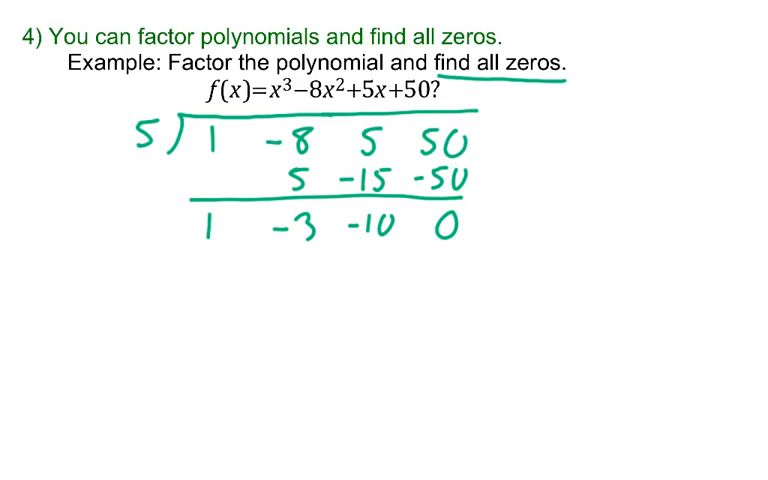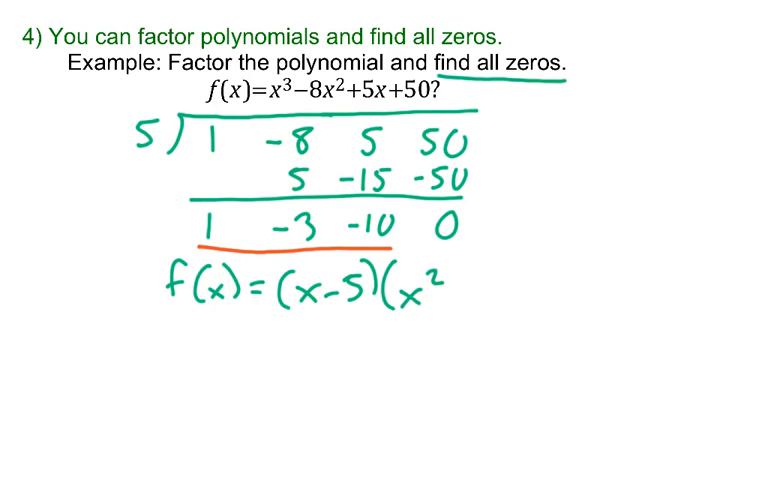But if 5 is a 0, that also tells me that x minus 5 is a factor by the factor theorem. So what I get as a bonus here is that I can begin to factor this polynomial. One of the factors, again, is going to be x minus 5. If 5 is a 0, x minus 5 is a factor. What would that be multiplied by? Well, it's the polynomial that you have left as the quotient in the synthetic division. So this would begin to factor as x minus 5 times x squared minus 3x minus 10.